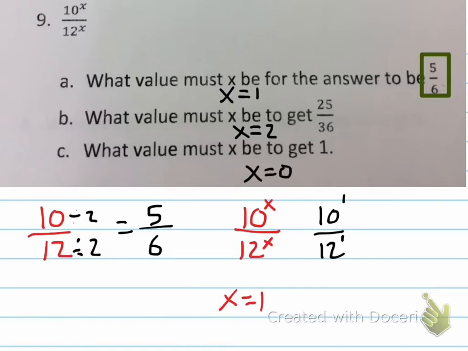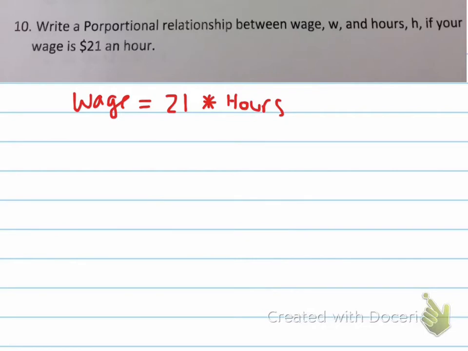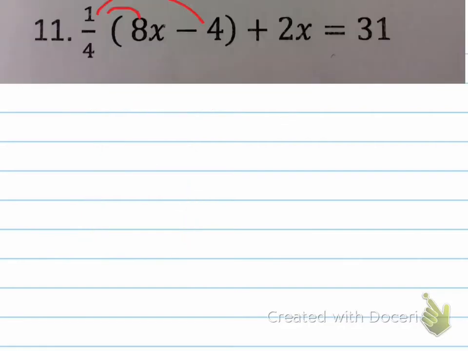Alright, next slide. So this one, write a proportional relationship between wage and hours. So if we get wage, 21 times hours, that's going to equal our wage. So the answer to this one is pretty much right there. W equals 21H. The more you work, as the hours go up, your wage increases. So as this goes up, this goes up. They both go up, proportional.